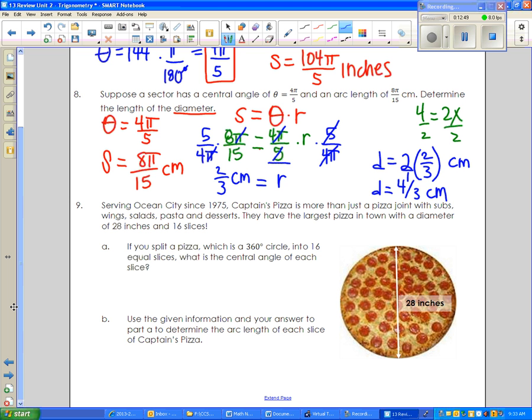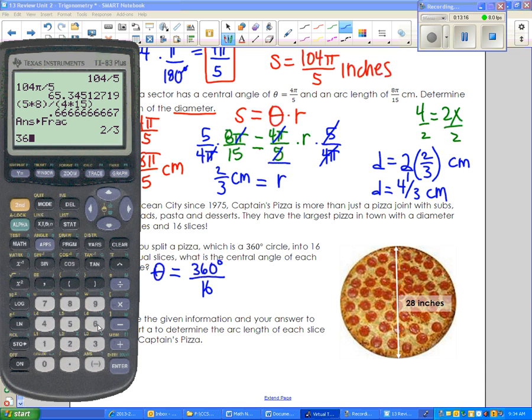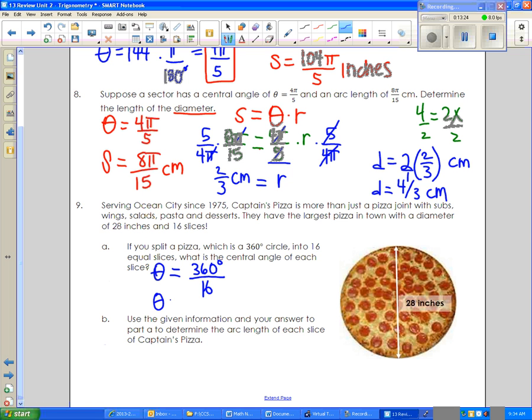Serving Ocean City since 1975, Captain's Pizza is more than just a pizza joint with subs, wings, salads, pasta, and desserts. They have the largest pizza in town with a diameter of 26 inches and 16 slices. So if you split a pizza, which is 360 degrees, into 16 equal slices, then what would be the central angle of each slice? So let's try that. That's going to give us our theta value. So if we have 360 degrees and I divide it into 16 slices, well, let's go ahead and figure that out. 360 divided by 16, that gives us 22.5 degrees.